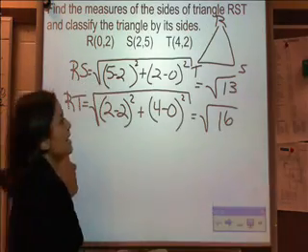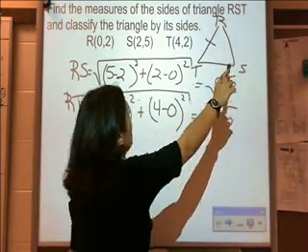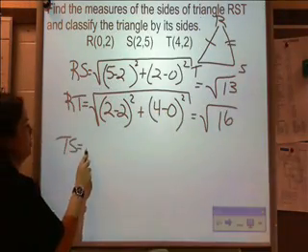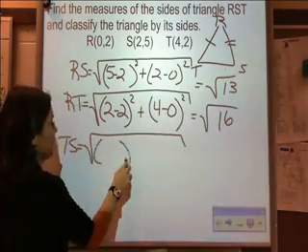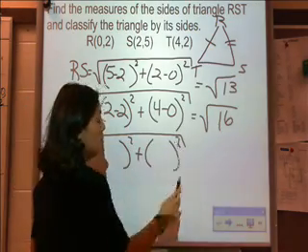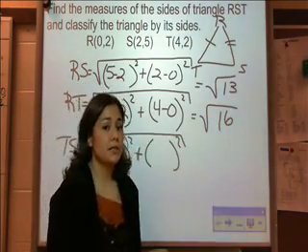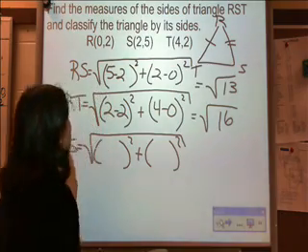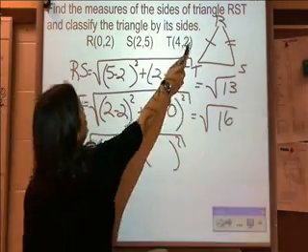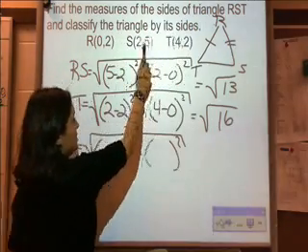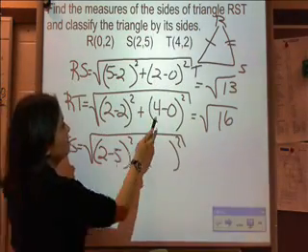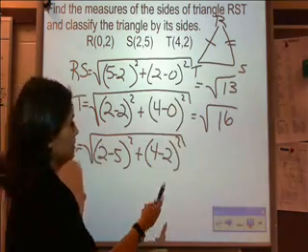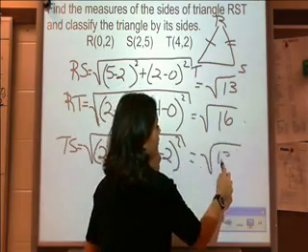And our last side, we did RT, we did RS, we have TS left. You will need this distance formula for your test, so I suggest you do these so that you can do them quickly on your test and more efficiently. Okay, so TS, 2 minus 5 plus 4 minus 2. And you should get the square root of 13.